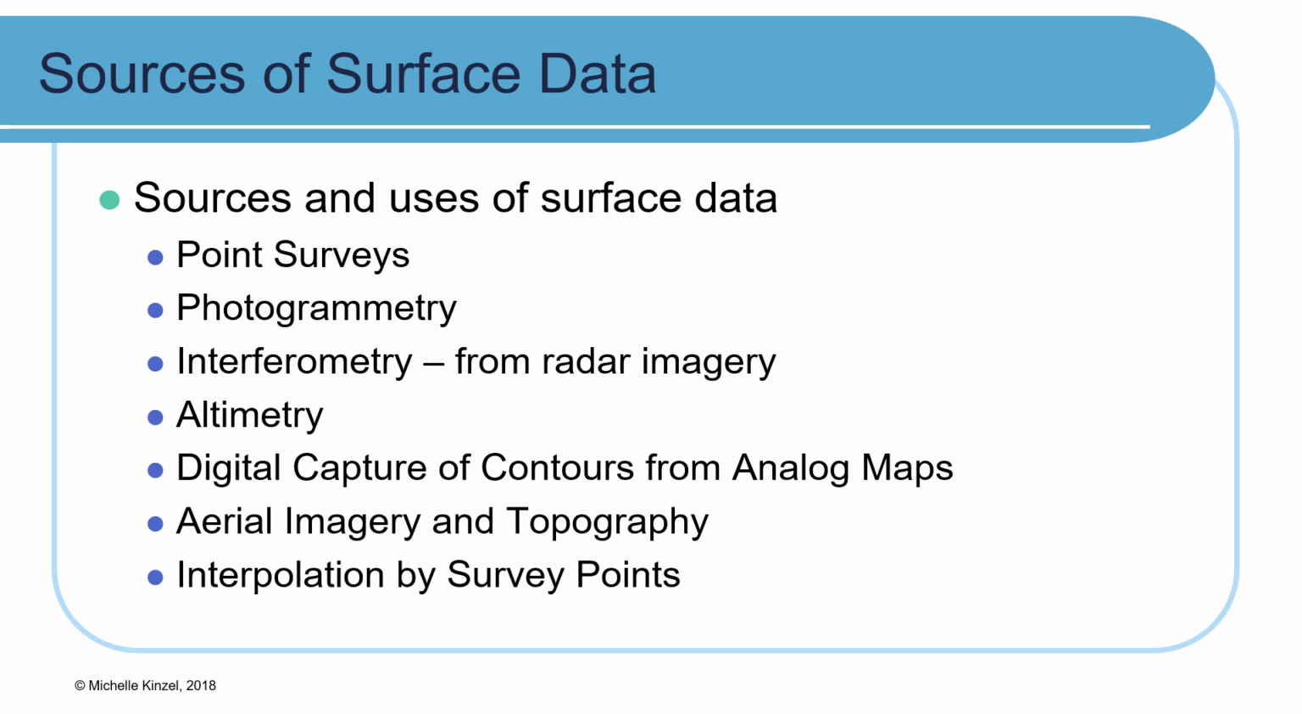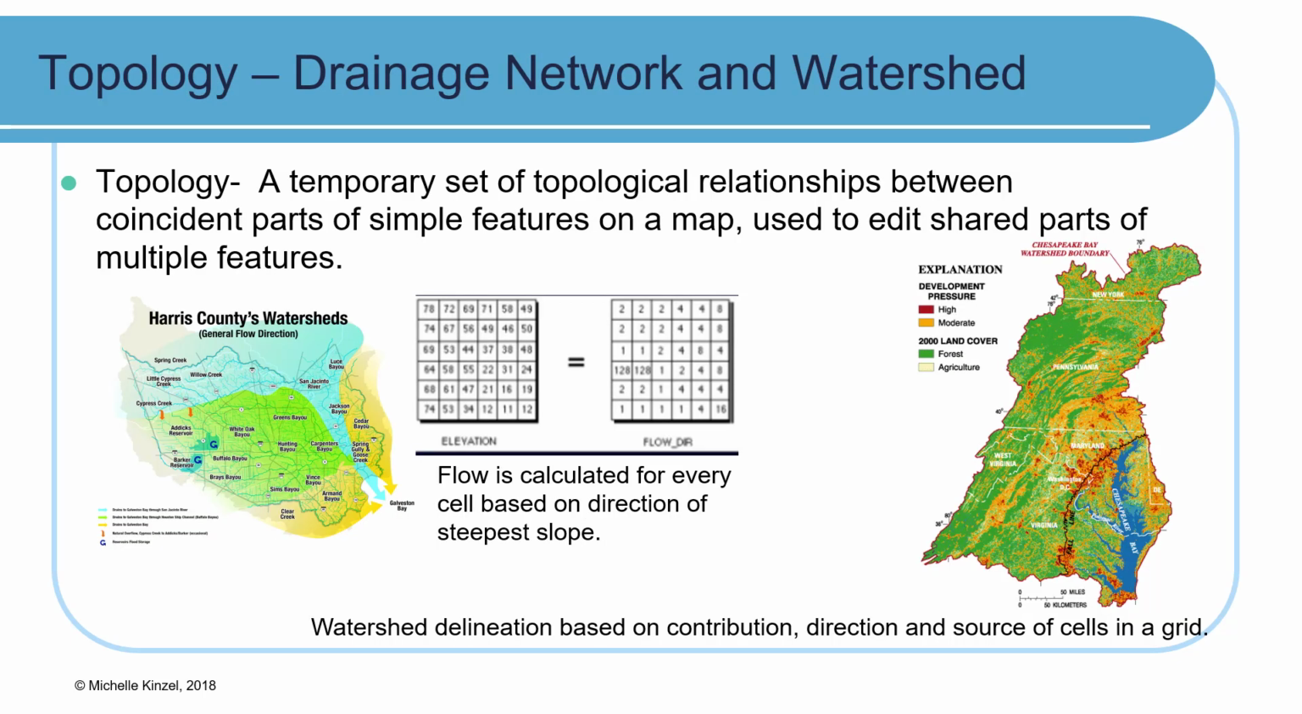Okay, so back to the lecture, sources of surface data. They can come from point surveys, photogrammetry, interferometry, which is collected from radar imagery, usually flown on small aircraft, altimetry. You can capture contours digitally from an analog map. You can use aerial imagery and topography, and you can also use survey points and perform interpolation on them, and that will give you a surface.